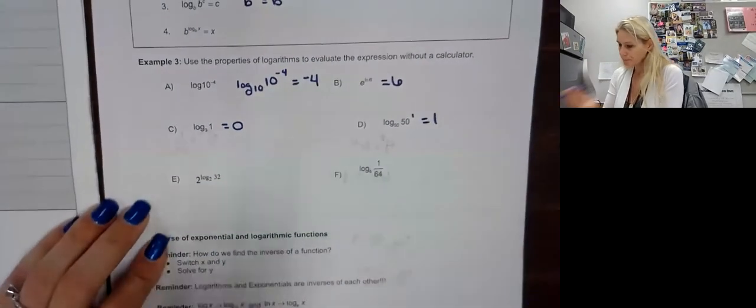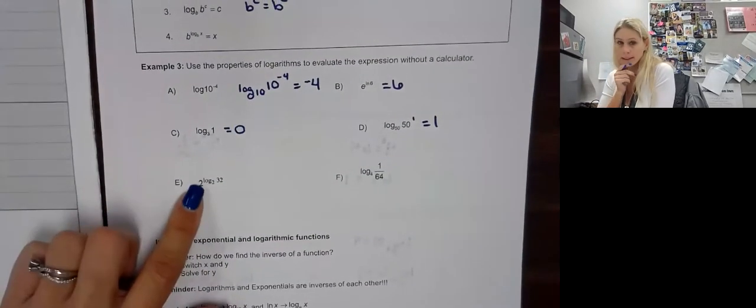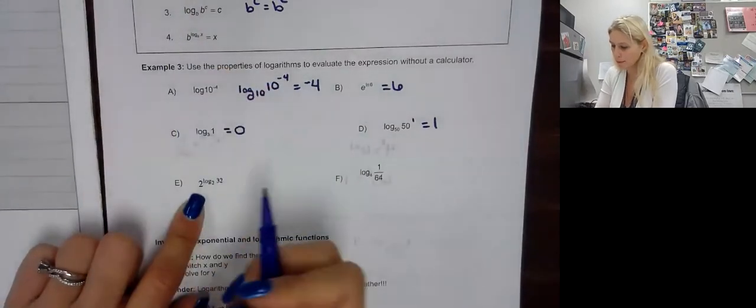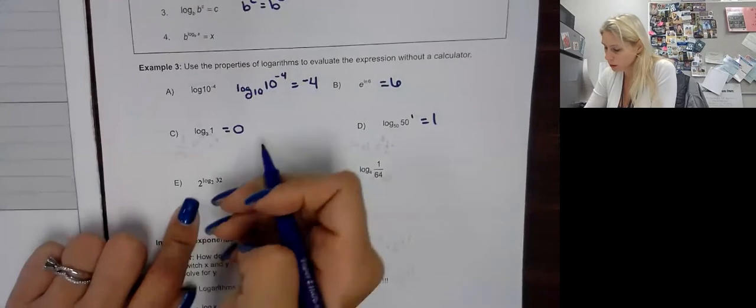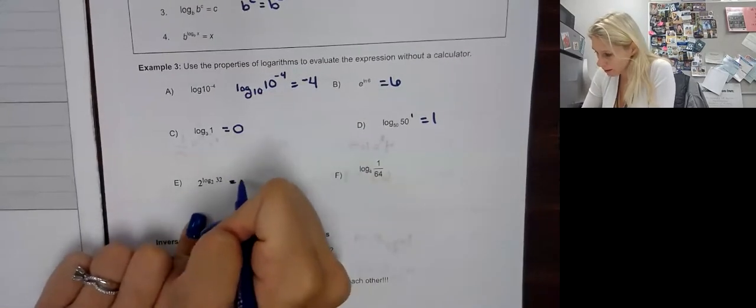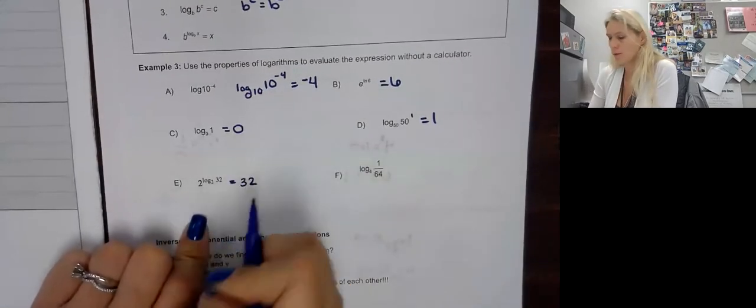All right, here we go. We can relate this to number 4 up here, that property, right? Base 2, log base 2, cancel, leaving us with 32.